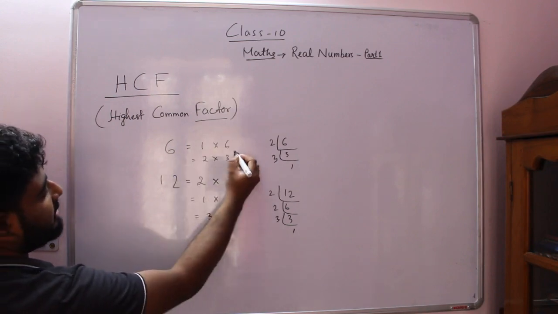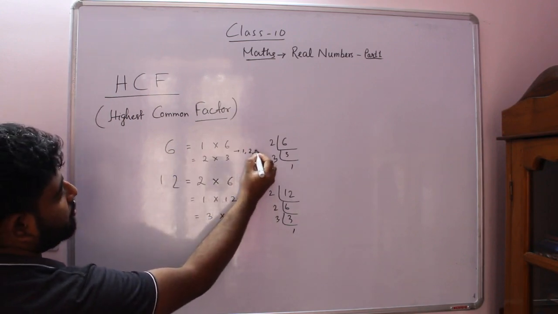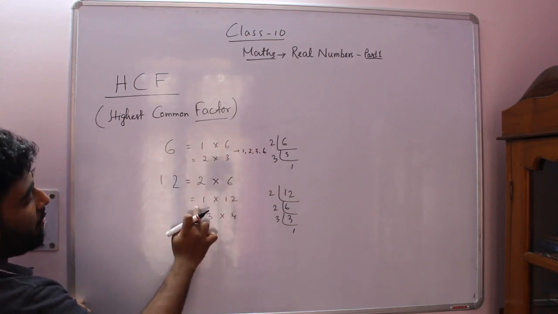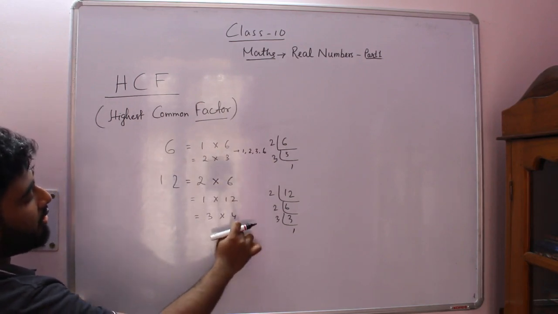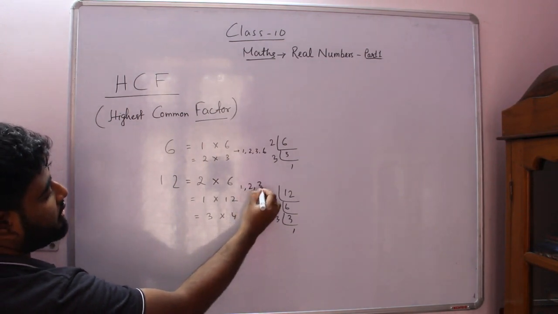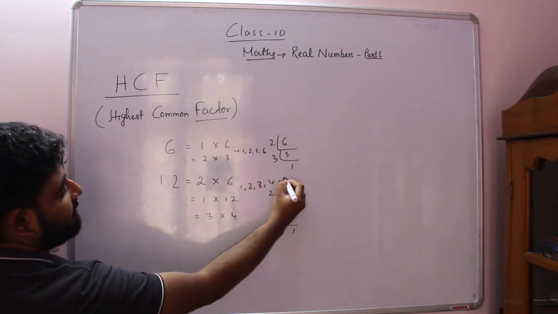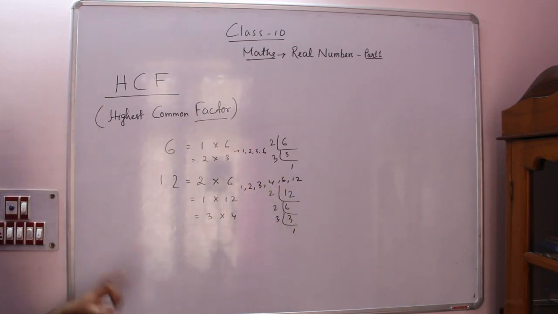Okay. Now among these, which is the highest factor? Here what are the factors? You tell me the factors. 1, 2, 3 and 6. Here 1, 2, 3, 4, 6 and 12. Right? Now these are the factors.